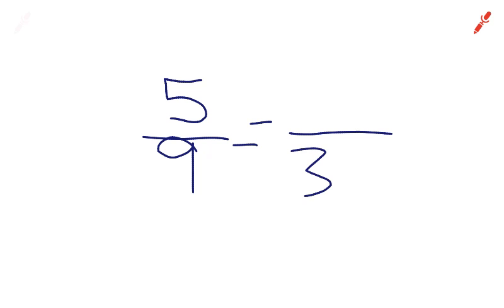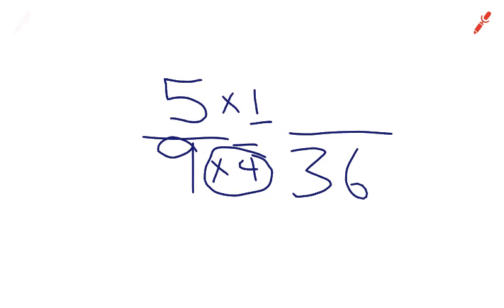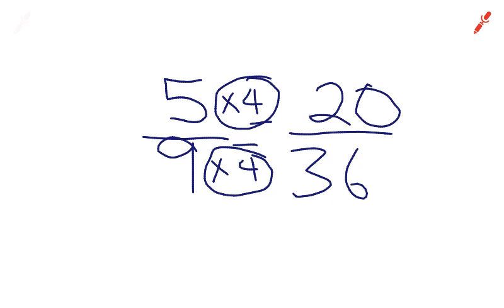All right, next one. C is 5 over 9 equals something over 36. So the question is 9 times what equals 36? 9 times 4 is 36. If we do a times 4 there, we got to do a times 4 here. 5 times 4 is 20. Our answer is 20.